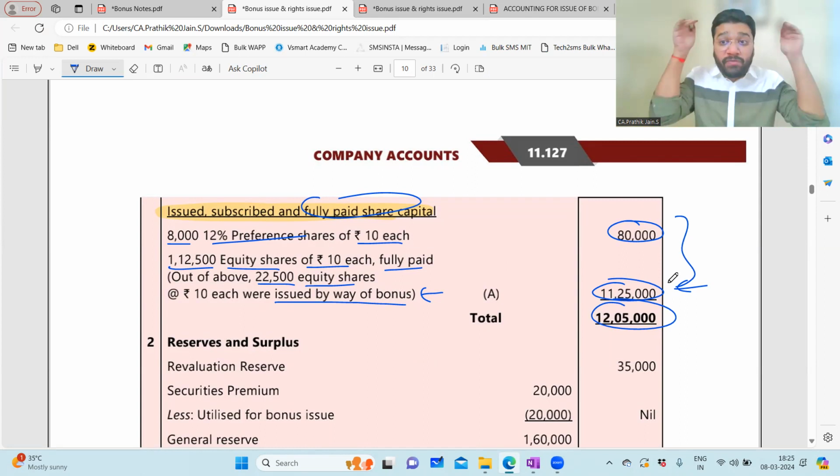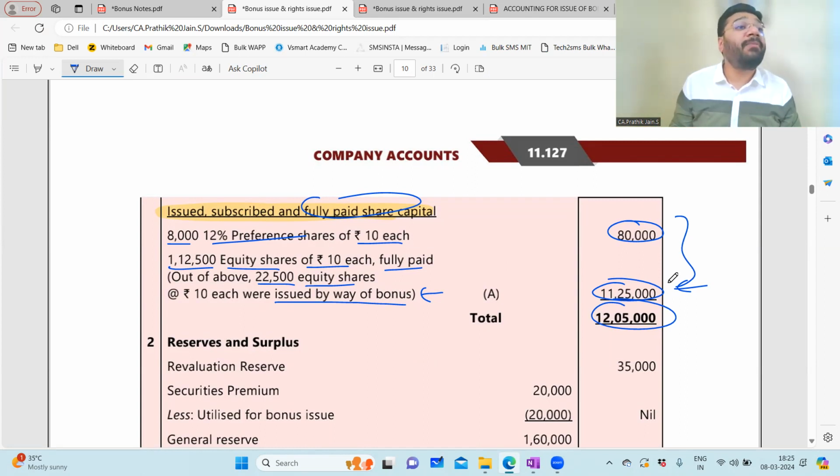If I still want to go further deep in accounts, the only possibility is scrutinizing the ledger accounts. That is the next step, which as a chartered accountant, you will do in your articleship when you do the auditing. Okay.